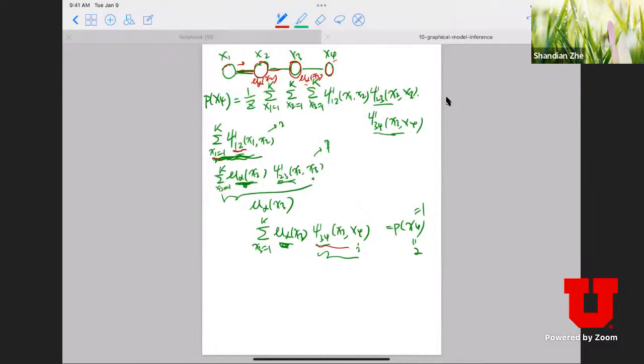And later we'll talk about the general structure. If the general structure is a tree, it's very efficient. But if it is not, it cannot guarantee exact results. It can only give some approximation.